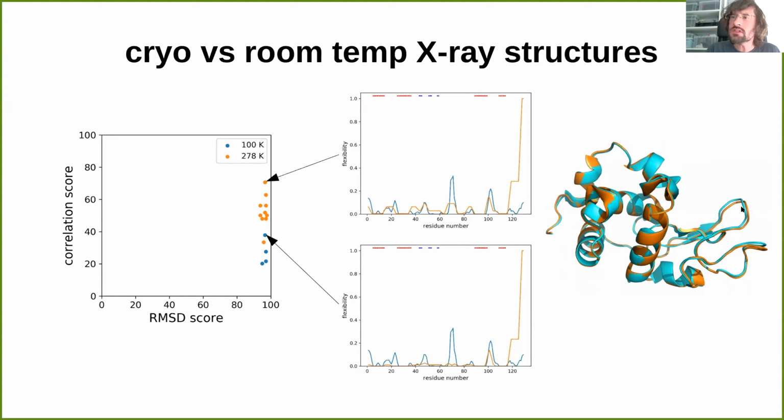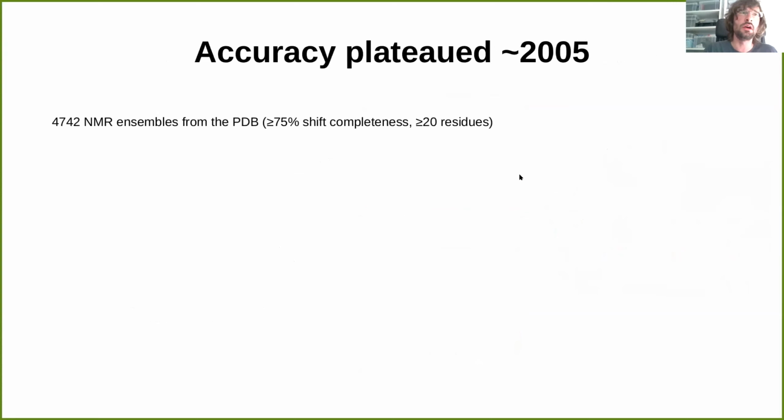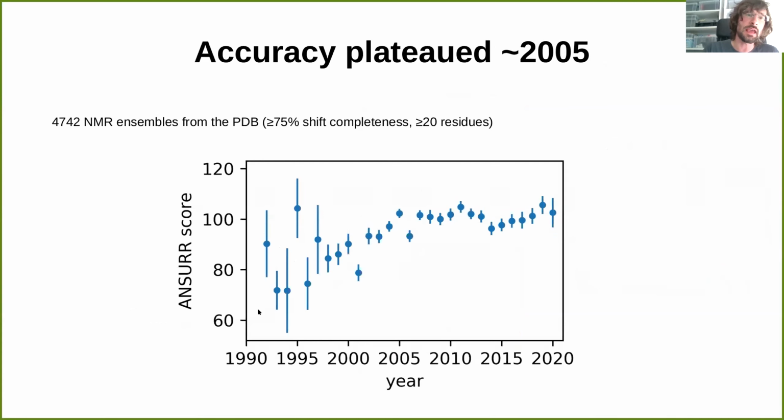Although we can see some slight differences between loops for the cryogenic and room temperature structures. So since publishing that paper, I've computed ANSURR scores for a big chunk of the PDB. One of our main results is that the accuracy of NMR structures has gradually increased up into about 2005, at which point it's kind of just leveled off.